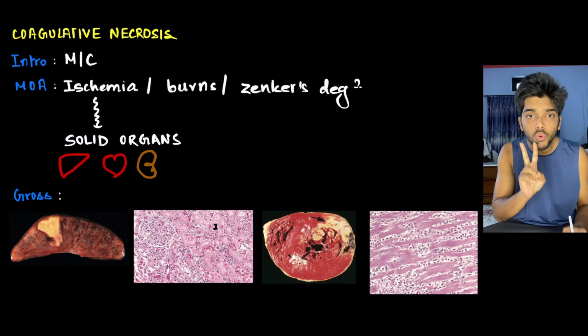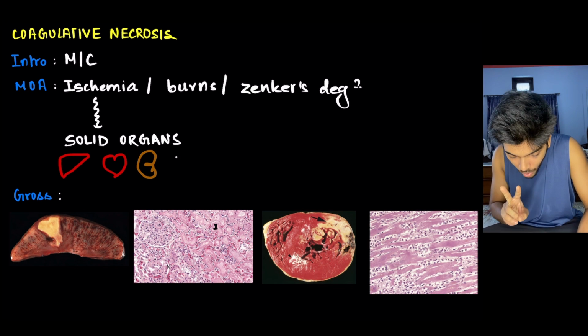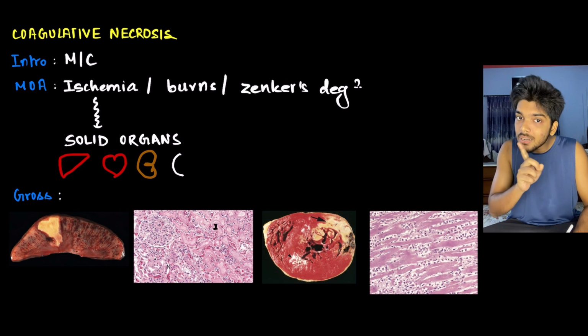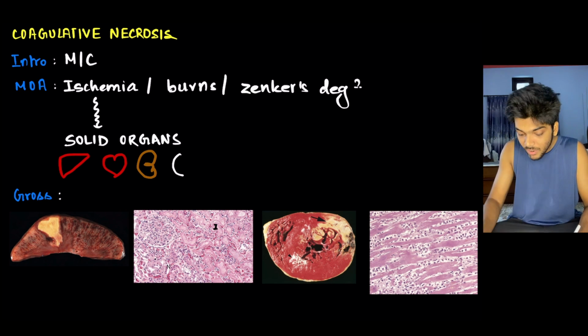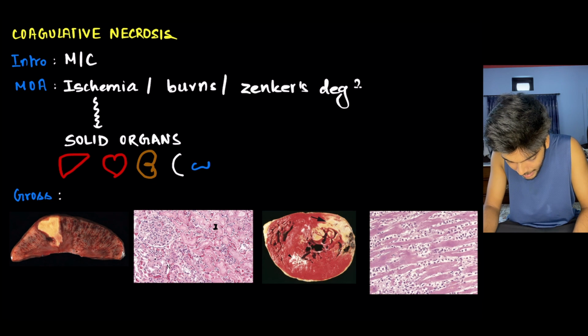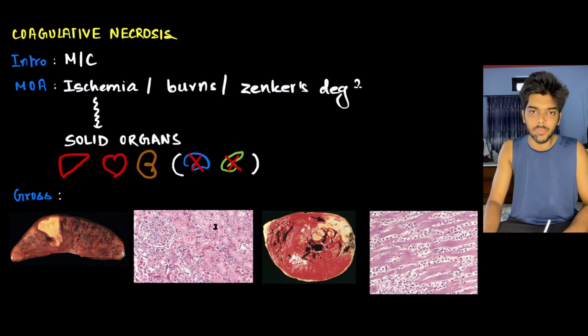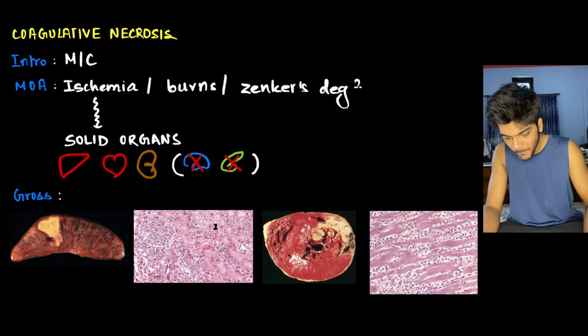But there are two exceptions. Two solid organs that, when going through ischemia and necrosis, do not go through coagulative necrosis are your brain and your pancreas. Remember, brain and pancreas, they do not go through coagulative necrosis upon ischemia. They go through something else, I'll say later.